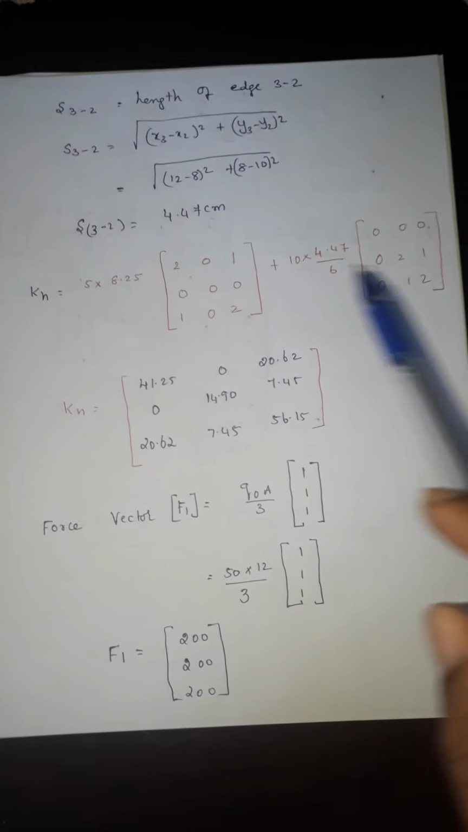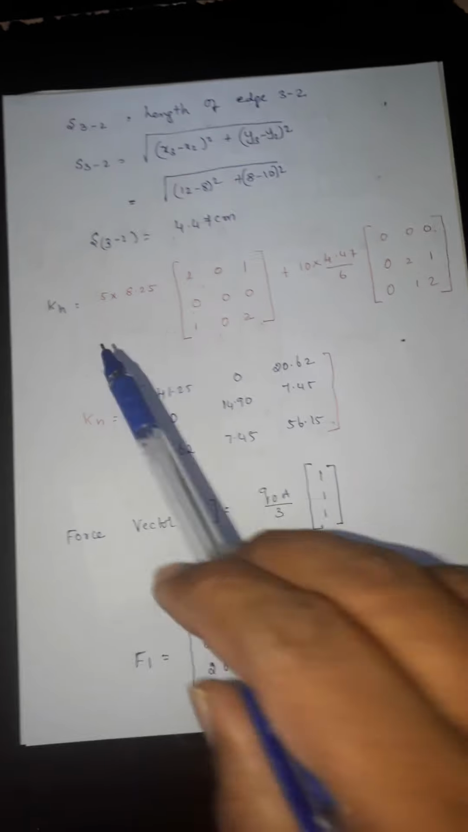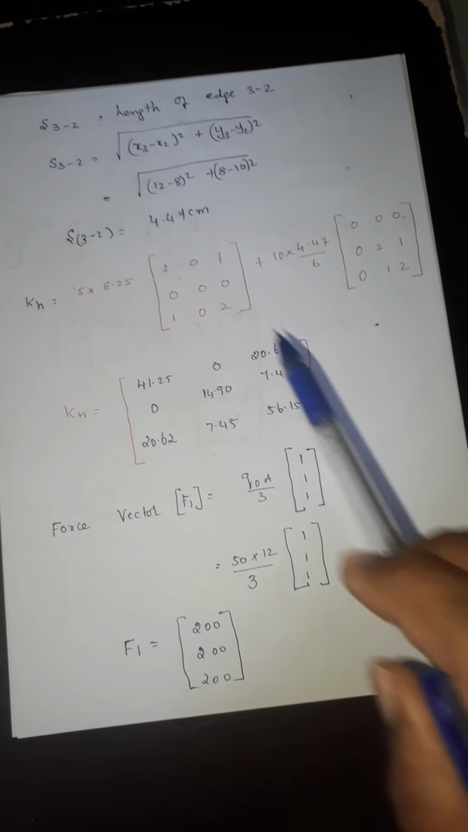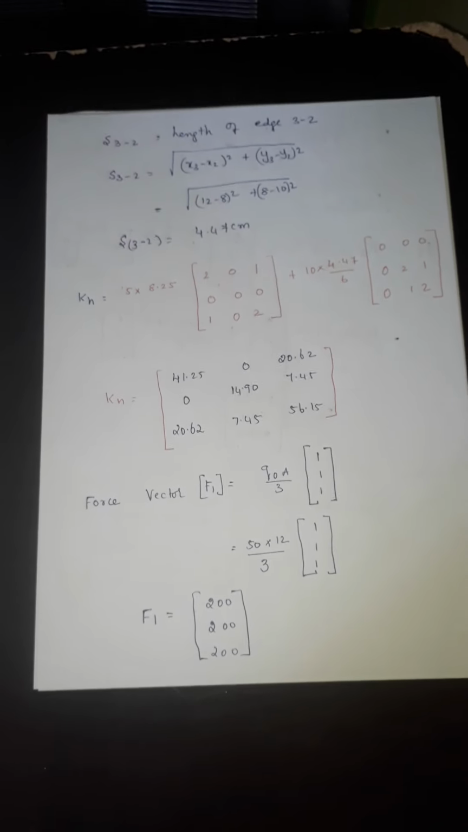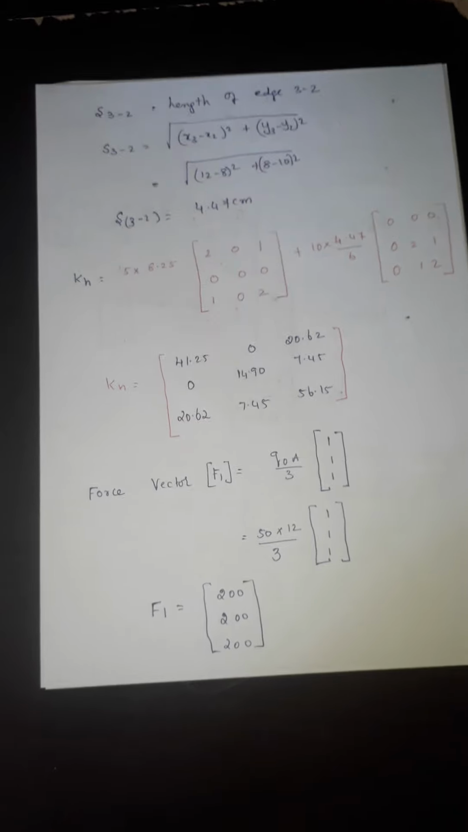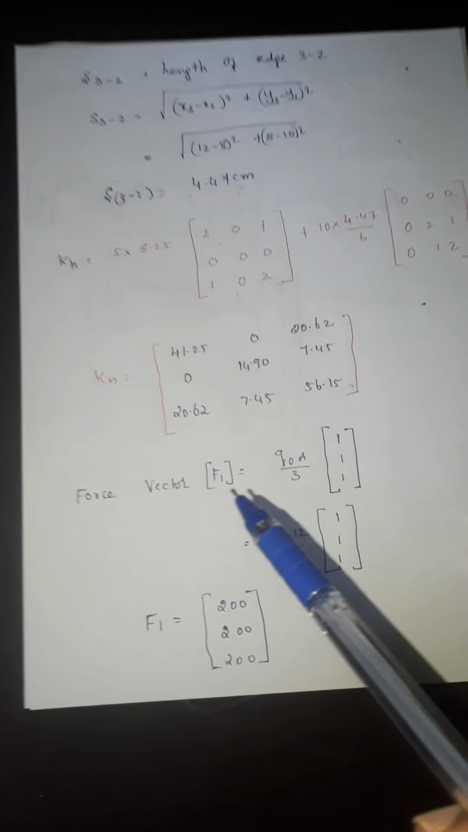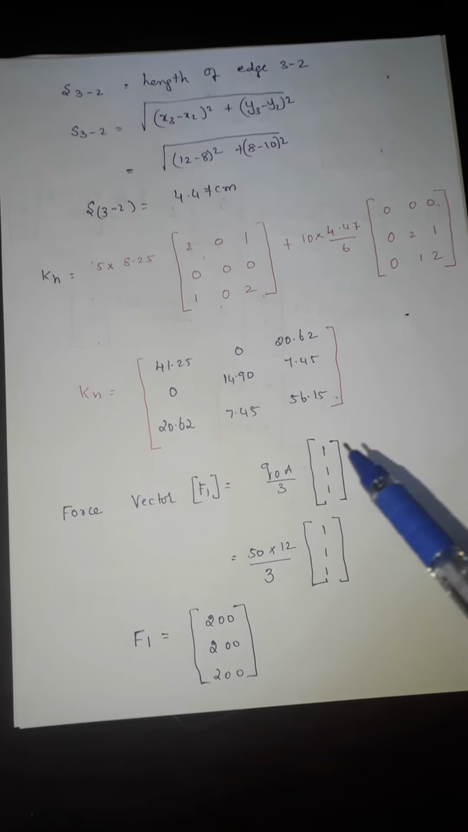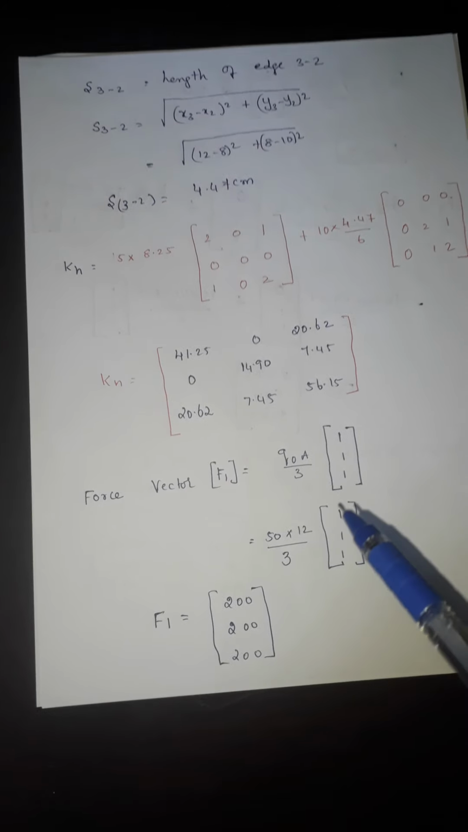Now I substitute into this equation, multiply inside and add it up, and I get this equation, KH. So now the conduction matrix we have found, and for the convection matrix we have. Now we have to find the force matrix. The force matrix formula is Q0 A by 3 times 1 1 1. Here the area you know, 1 1 1 1.